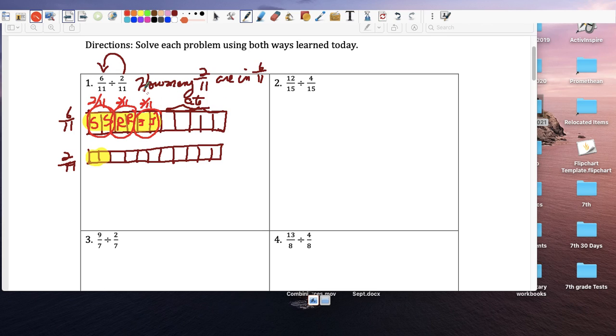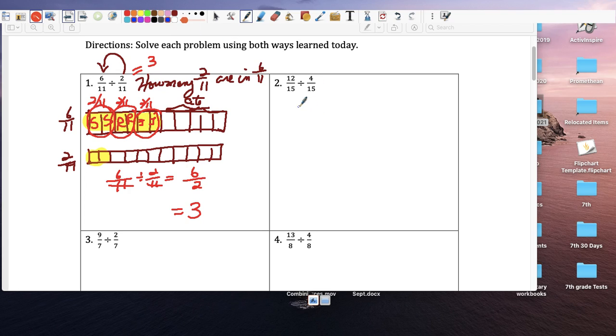So the answer is how many people? So how many times can 2/11 go into 6/11? And the answer is 3. So that's one way of doing it, right? And then at the bottom, remember we had 6 of 11. So one of the things we can do is cross these out, right? And we divide the top. 6 divided by 2, we can write like this as a fraction. And what's 6 divided by 2? 6 divided by 2 is 3.